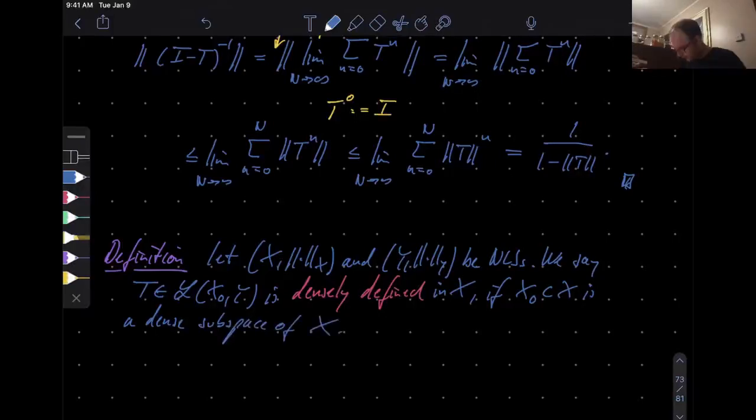Of X. Okay? So the densely defined linear transformations. Now these will be useful because what oftentimes happens in applications is the following, that you start with a bounded linear transformation that makes sense on some densely defined subset, and then you want to, well, sort of continue it in some sense to the full space X, right? And the following theorem guarantees you that you can actually do this.